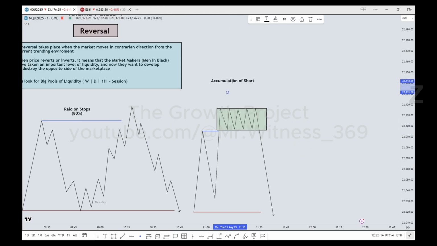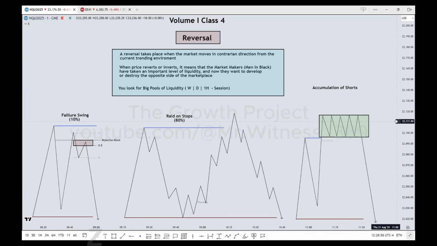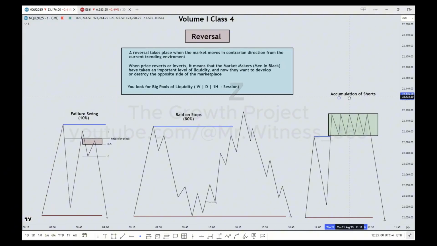And this is accumulation of shorts. Because if smart money is bearish, they want to sell at higher prices. Because if you're bearish, you want to sell high, right? That is simple. So they need to bring the market all the way up above this level of buy side liquidity for the smart money traders to accumulate short positions and start selling inside of this range.